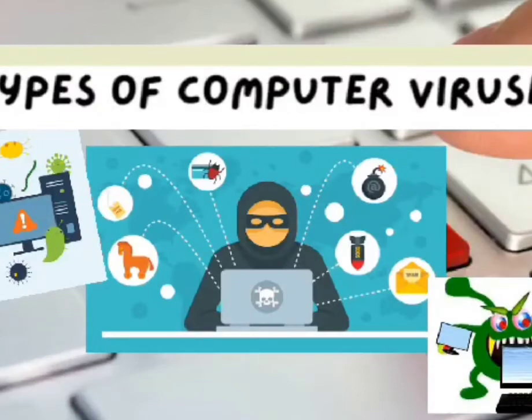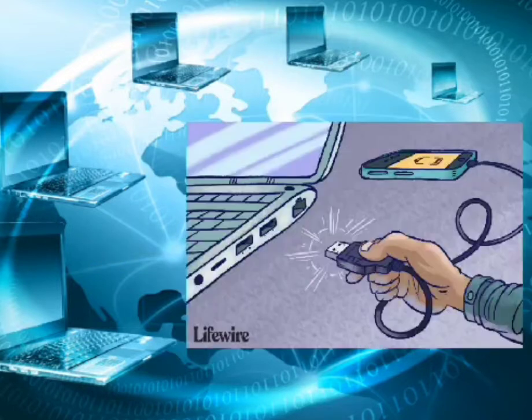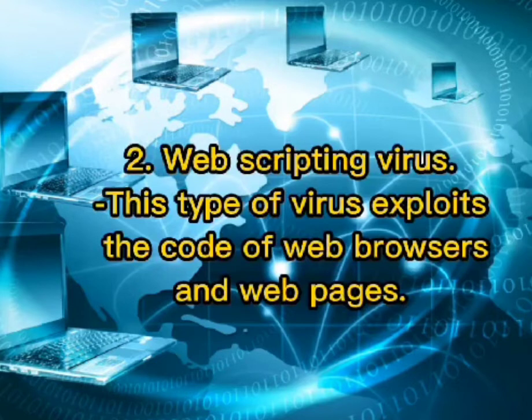Types of computer viruses. 1. Boot sector virus. This type of virus can take control when you start or boot your computer. One way it can spread is by plugging an infected USB drive into your computer. 2. Web scripting virus. This type of virus exploits the code of web browsers and web pages. If you access such a web page, the virus can infect your computer.